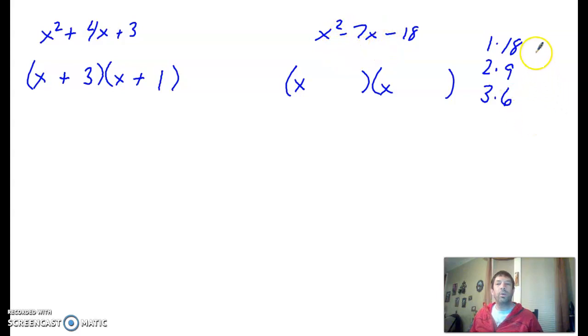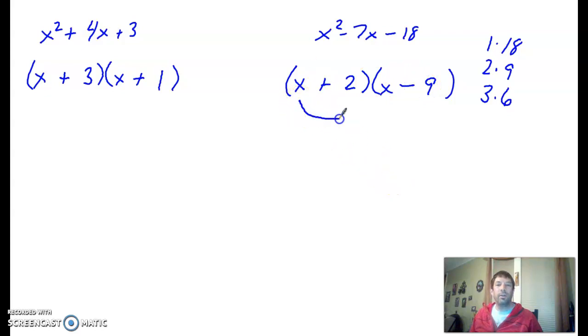So we want to know which one of these pairs can we combine to get a negative 7. Well, 1 minus 18 would be negative 17, and 3 minus 6 would be negative 3. But 2 minus 9 would be negative 7. So this is the one we want to use. We want to use 2 and 9, and we said we would need to do 2 minus 9. So a positive 2 and a negative 9.